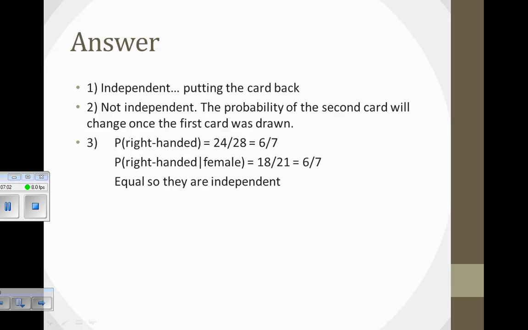So 1 is independent because you put the card back. If you didn't put the card back, then it would not be independent. 2 is not independent because you didn't put the card back. And 3, the probability of being right-handed was 6 out of 7. The probability of right-handed, given that you're a female, is 18 out of 21. Since they are the same, they're independent.